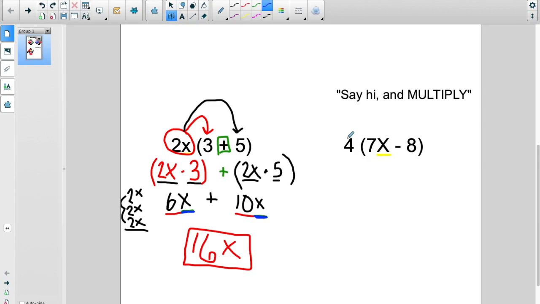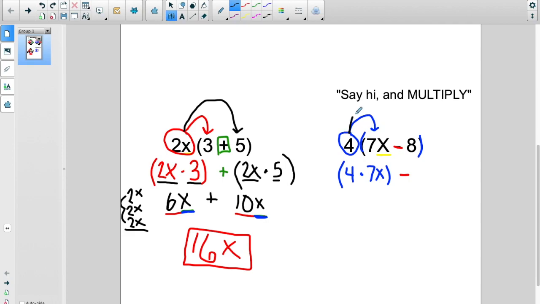All right, let's try this last one. Here I have a 4 on the outside, and the 4 is going to say hi to 7x minus 8 on the inside. So let's start with the 7x. The 4 is going to say hi to the 7x by multiplying. We are going to keep the original operation, which is subtraction, the same in our problem.